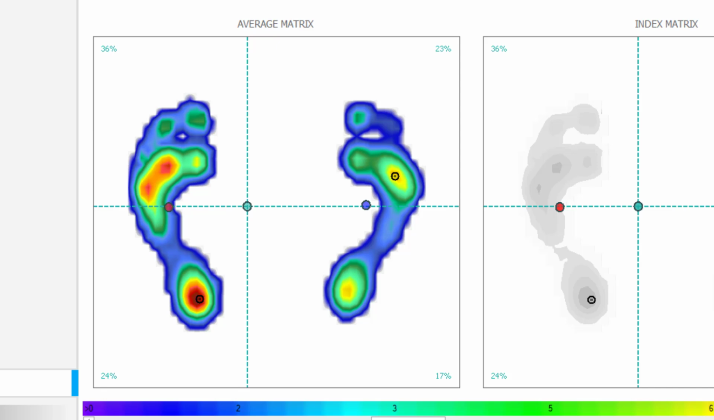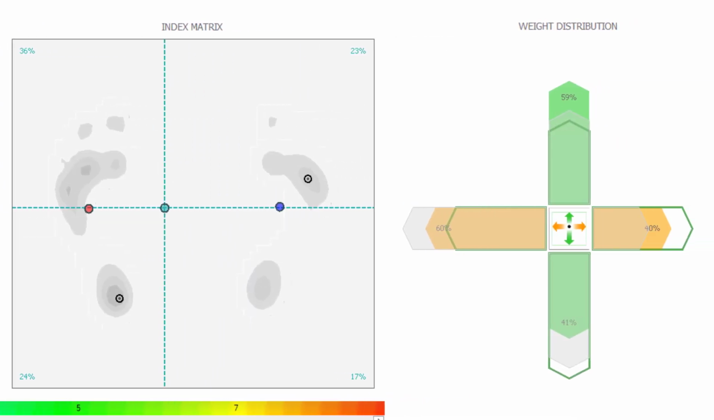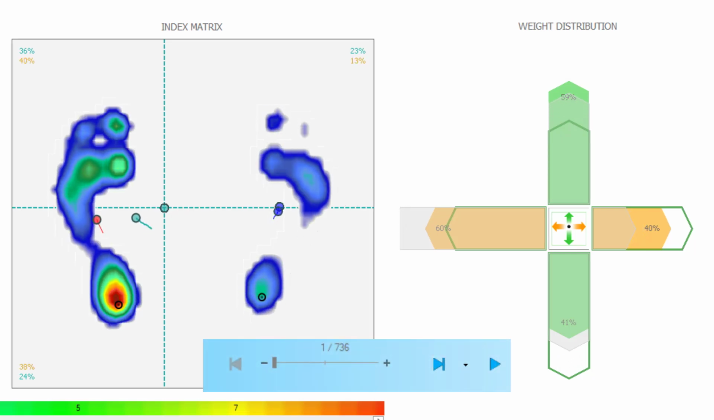Provided that the patient did not move willfully during the measurement, this is a quick and representative insight into the actual pressure distribution. The index matrix displayed to the right of it has the same display options, but it shows the time course of the pressure conditions based on movement and sway. In the first view, you will always see a grayed out image. You can then start the video display via the video control in the blue header bar.